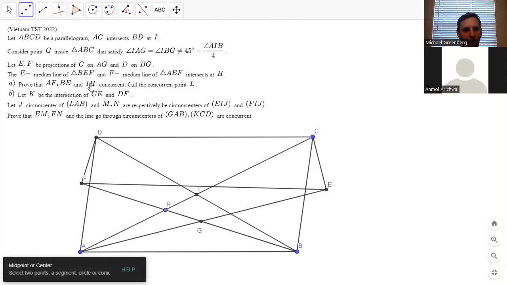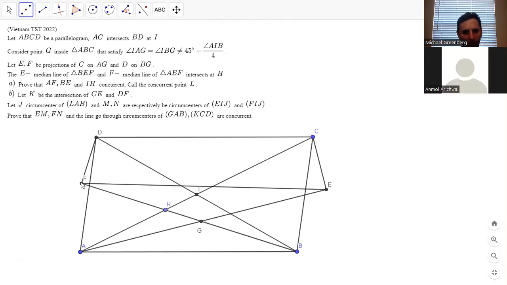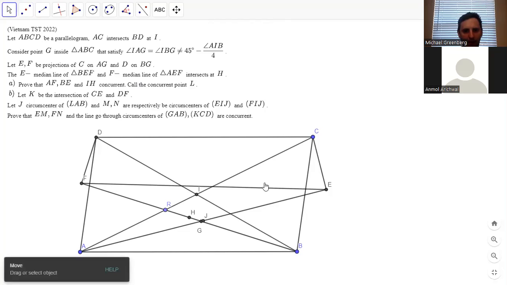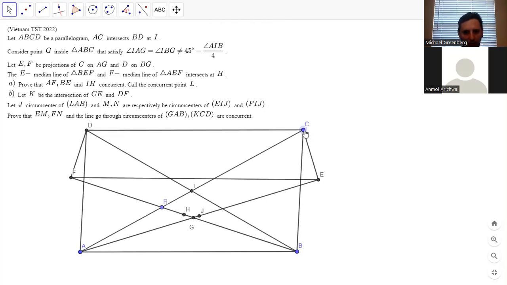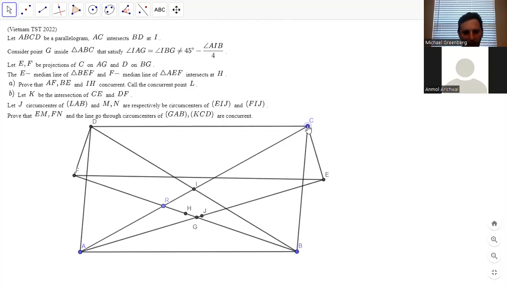Oh, but then, so we want the E median of BEF. So we need like the midpoint of BF. And then the F median of AEF. So then we want the midpoint of AE. So we take the midpoints of BF and AE. I hate how that's so close. I want H and J to be like a little farther away from G.